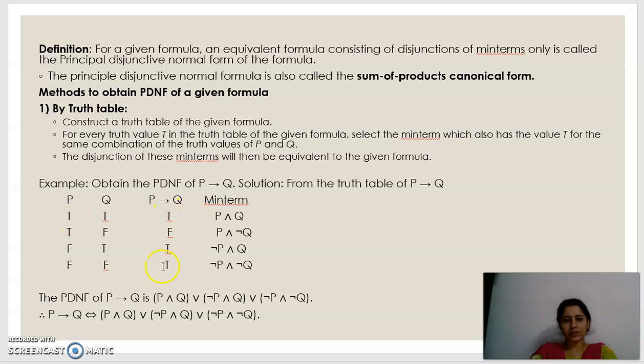That means the first row, third row and fourth row contain the truth value true. So only take the terms of the first, third and fourth rows and connect them by the disjunction. Because the principal disjunction normal form means disjunction of minterms. Disjunction means OR. So take the first, third and fourth minterms and connect them by OR. So this is the required principal disjunction normal form.